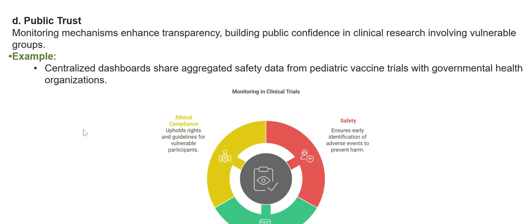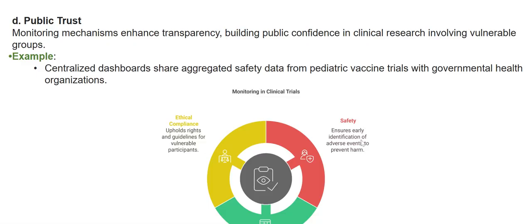Public trust. Monitoring mechanisms enhance transparency, building public confidence in clinical research involving vulnerable groups or vulnerable populations. For example, centralized dashboards share aggregated safety data from pediatric vaccine trials with government health organizations. And here's a summarized diagram about monitoring in clinical trials.